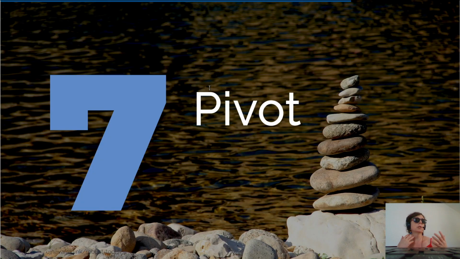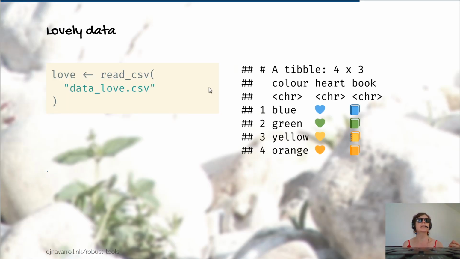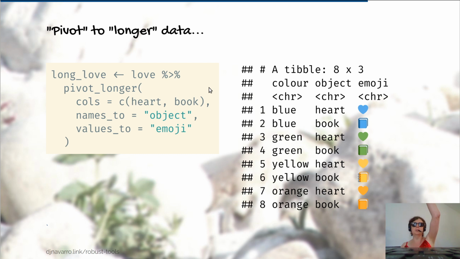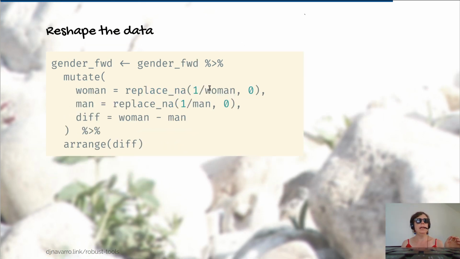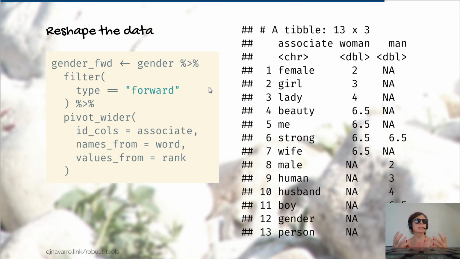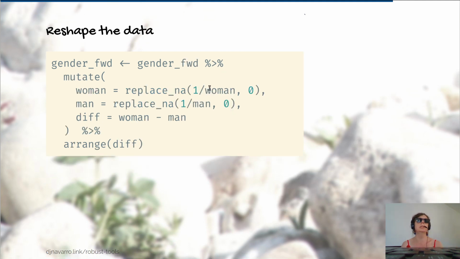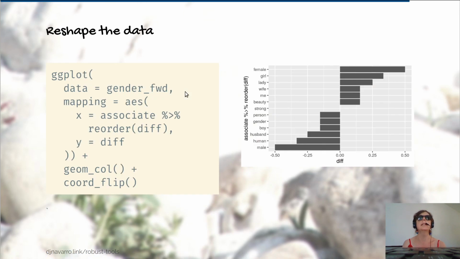We talked in the last section about pivoting, and that's when you take data that might appear in a wide format and then reshape it so that it appears in a long format. I showed you how to do that and a bunch of other little tricks about how to reorganize data and sort things. So I mentioned things like the replace NA function in there, and then we did some plotting of that to have a look at the associates of different words in the English language.